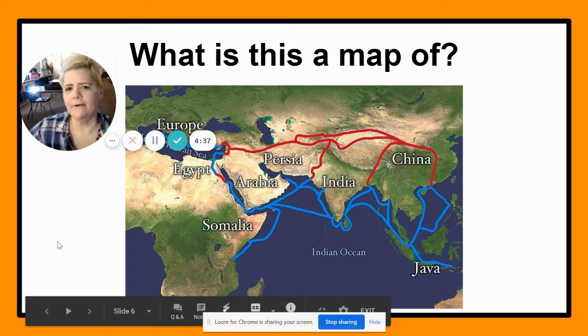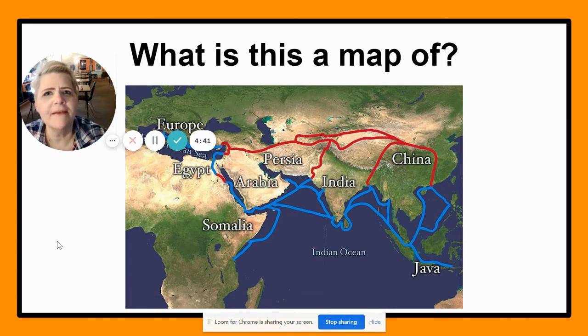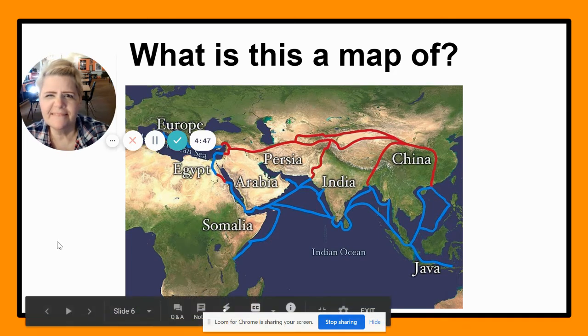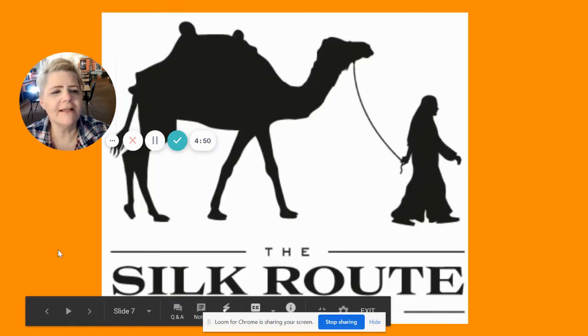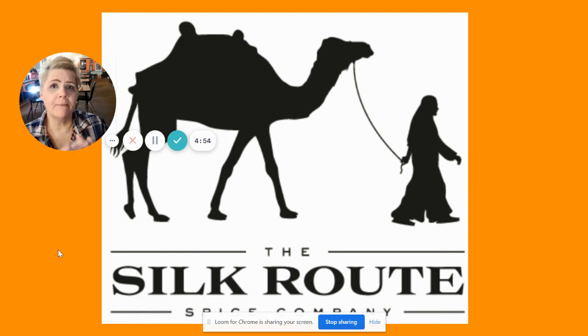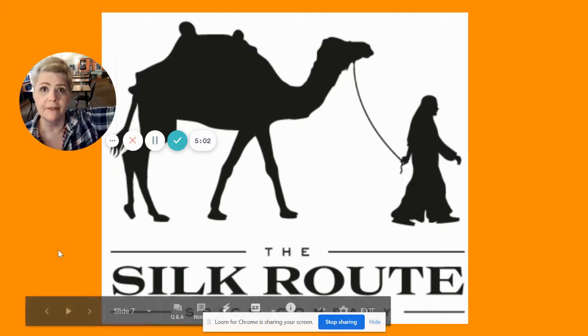What is this map of? Look at this map very carefully. You've seen this map before a few times, but exactly what is this map of? If you guessed the Silk Route, you're correct. The Silk Route, remember, is a trading route from the far eastern part of Europe all the way to the other side of China, or other side of Asia.